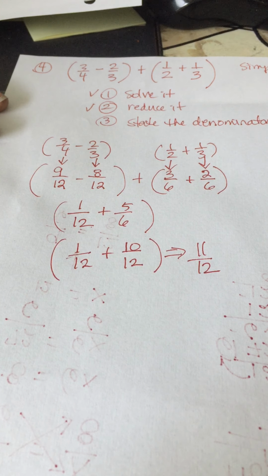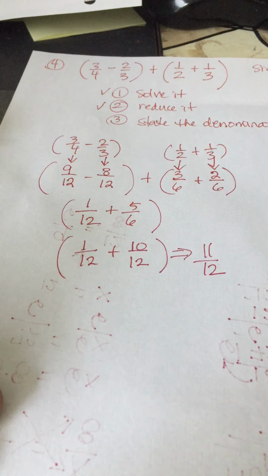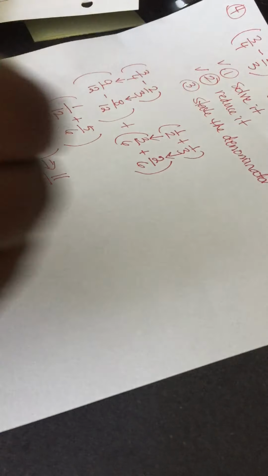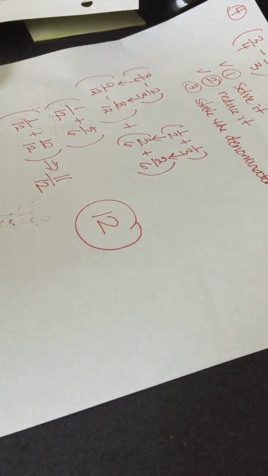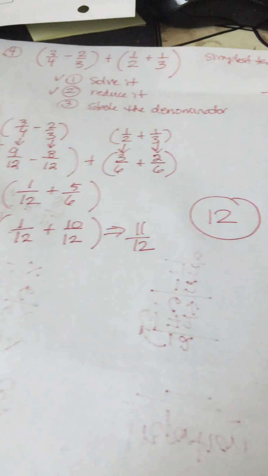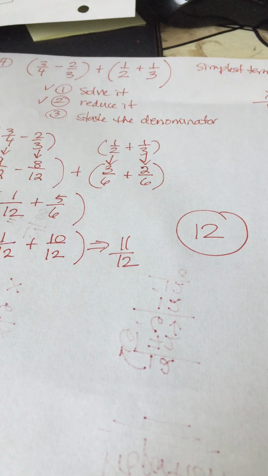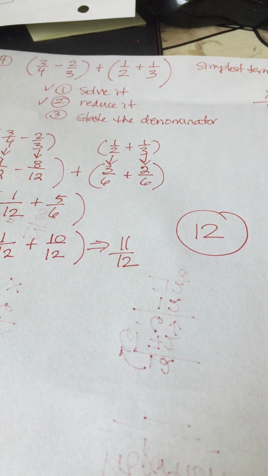Now, it says state the denominator. Now, the fraction is 11/12. Going back to what I said previously, the answer would not be 11/12 because that is not what they're asking. They want to know what the denominator is. So the correct answer for number 4 would be 12. 12 is the correct and final answer. Any questions about number 4?